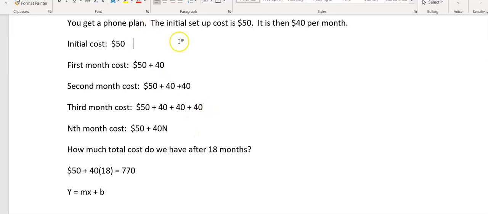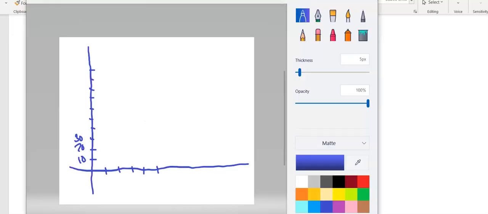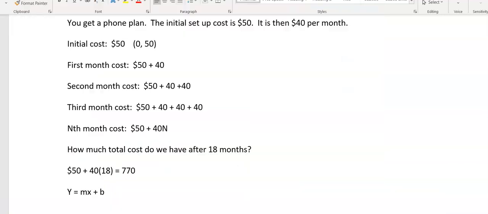But we could also do it this way. The initial cost is the cost at time 0. And so this corresponds to time 0, we pay $50. So if I go back here, now I've scaled my y-axis 10, 20, 30, 40, 50. So time 0, $50 would be right here. All right, and we'll let this be 1, 2, 3, 4, 5 on our x-axis, or we can think of it as the n-axis, since I used n back here instead of x for the nth month of cost.